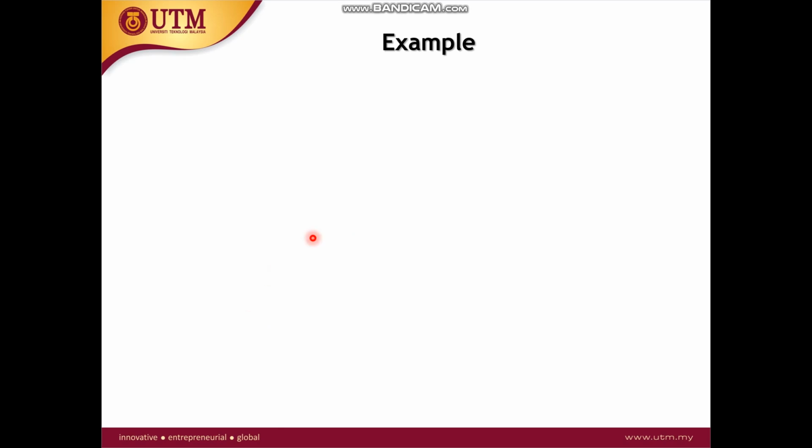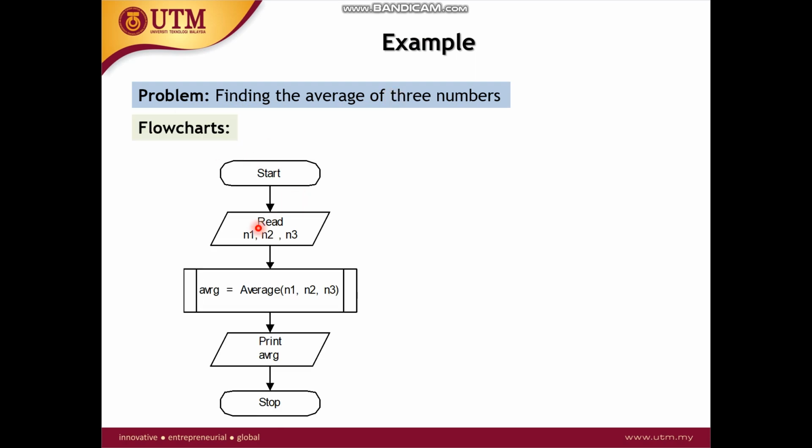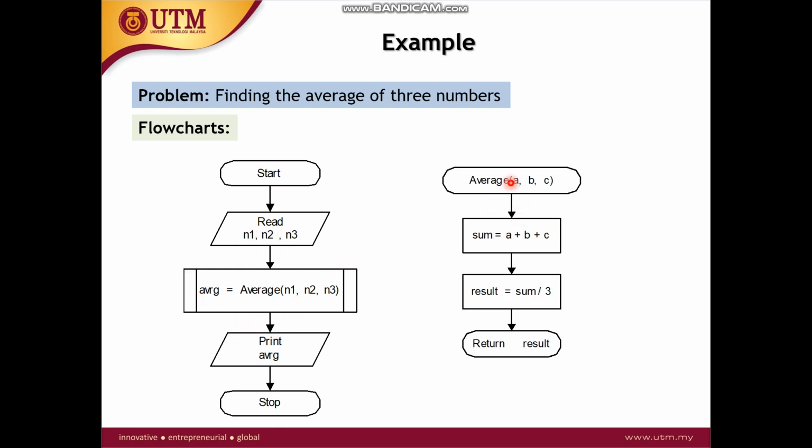Okay guys, here we have an example, and it tells you finding the average of three numbers. The flowchart is being given: start, read n1, n2, n3, and the average equals calling this function, which takes the average of those three parameters given by the program, and print the average. And this is the function itself, as we have talked about before.